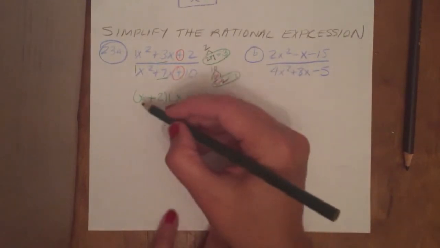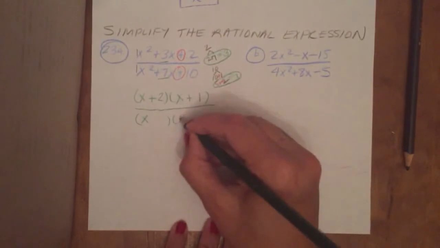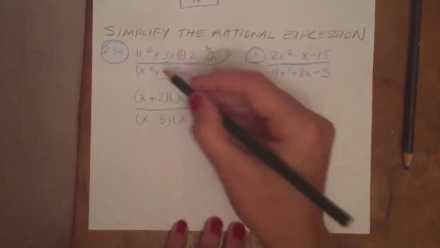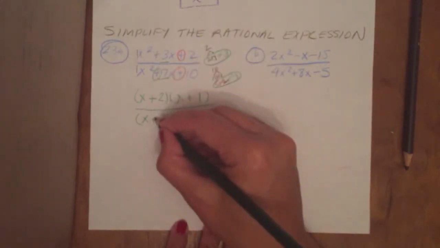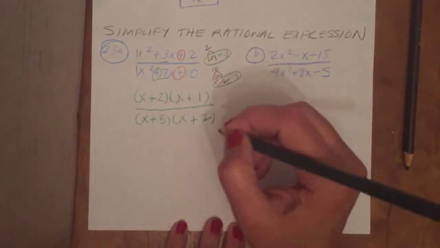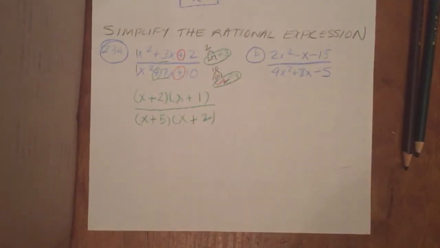So I'm going to rewrite the bottom as x and 5 and 2. Since my b value is positive, I know the 5 has to be positive. And since my c value is positive, they both have to be the same. So there is my rational expression.